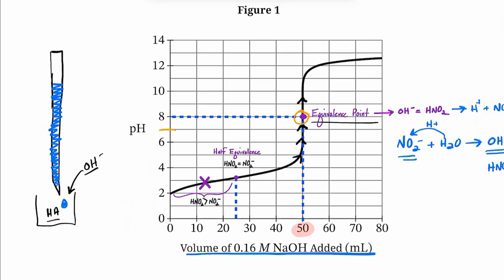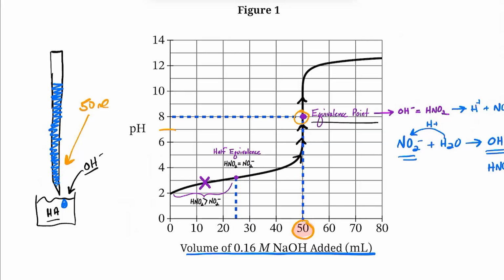How much base did we have to add to get the equivalence point? Well, it was 50 milliliters. Hopefully you did this in previous labs, and this is awakening some memories, getting all those cobwebs out and understanding this. So I had to add 50 milliliters of this base into this weak acid solution until it's completely neutralized. It was a 1-to-1.